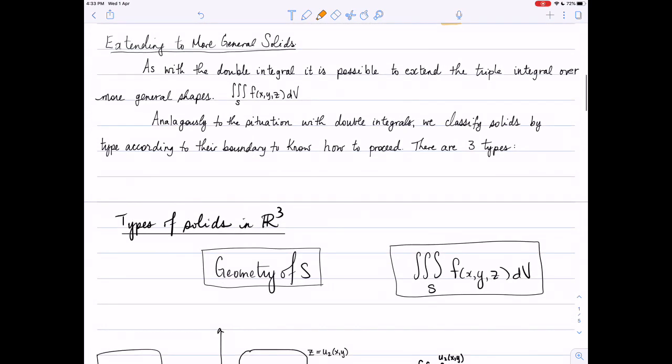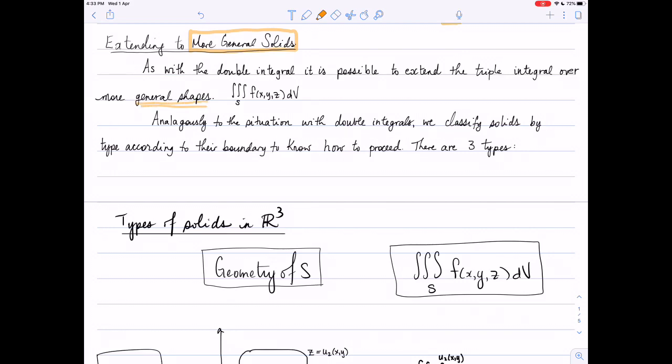So what happens if you want to extend this idea of a triple integral to a more general solid? Not all solids are boxes, just like not all planar regions are rectangles. So what do you do? With the rectangle, we were able to extend it to a general region. Now we're going to extend to a general solid.